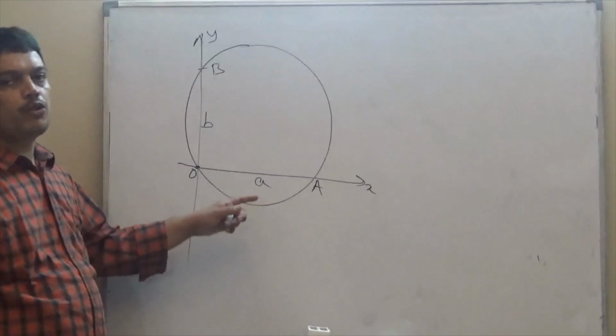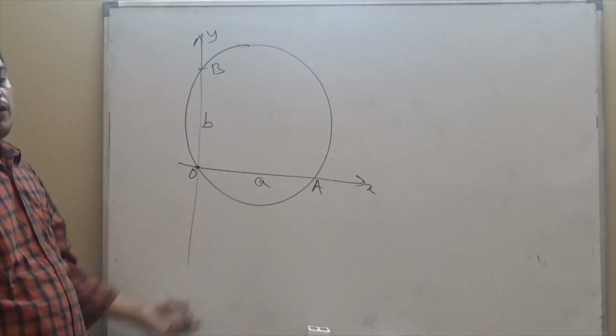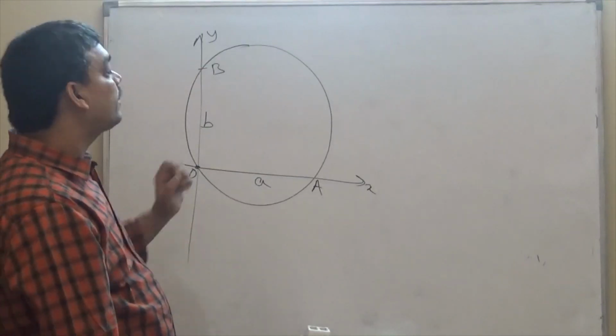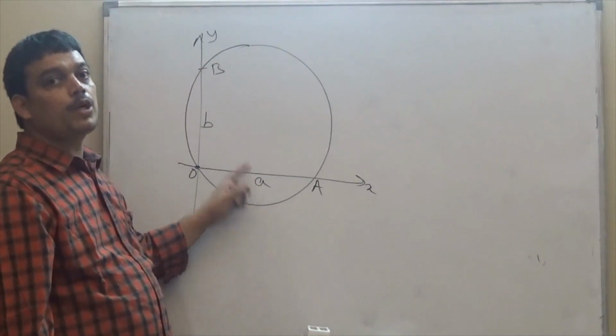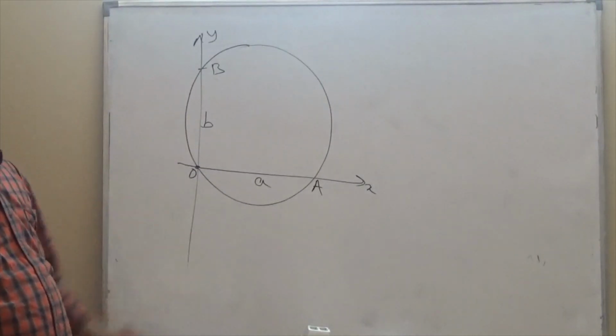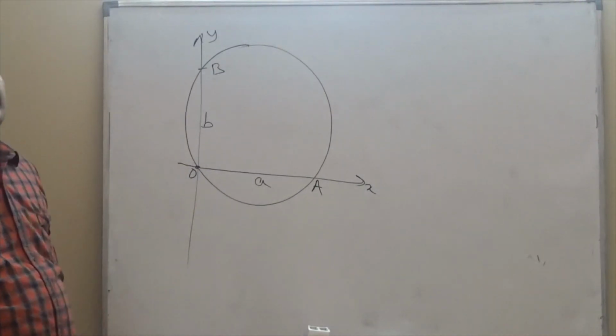So these intercepts are shown on the positive coordinate axis, but obviously the circle can cut intercepts even on the negative axis. So we have taken one situation wherein it cuts the positive x axis and the positive y axis, and it has intercepts a and b on the x and y axis. Now in order to find the equation of the circle, we can use the diametric form.